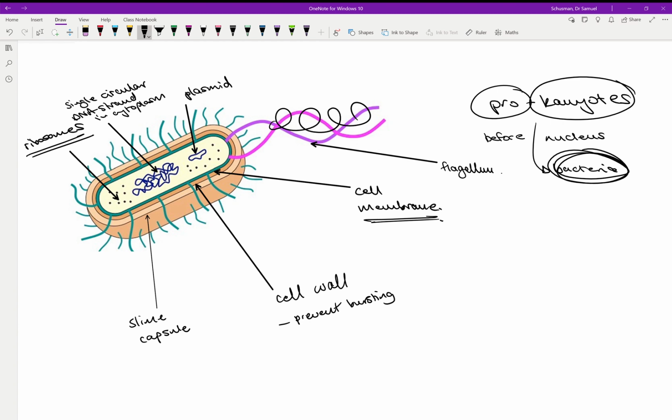They don't have a nucleus, and they don't have any of those membrane-bound organelles, those little bits within their cell. So, for example, they haven't got mitochondria. There's no mitochondria here, are there? And they don't have chloroplasts. So, something to bear in mind.